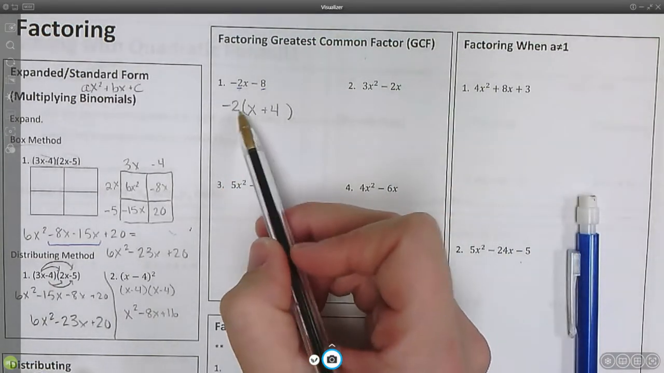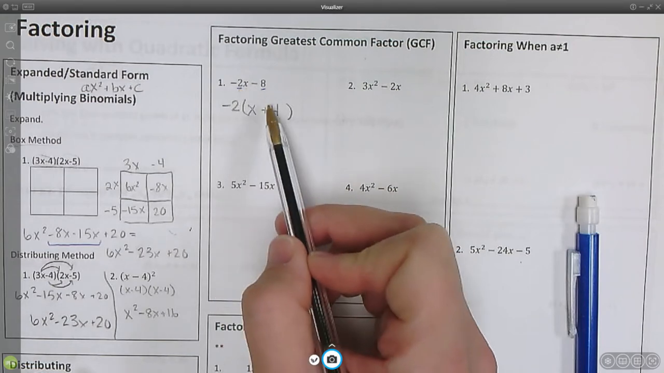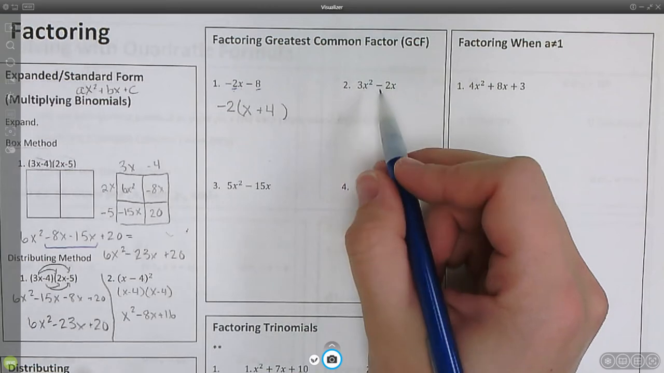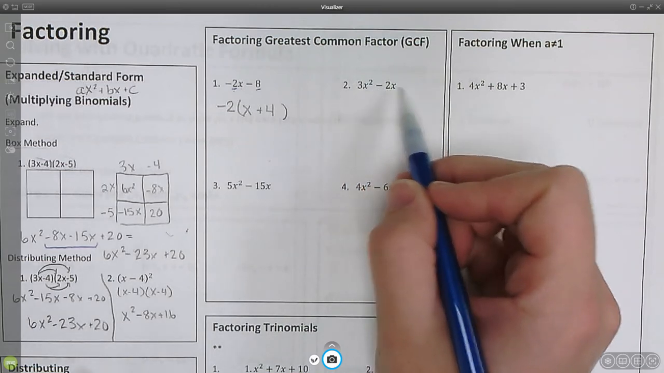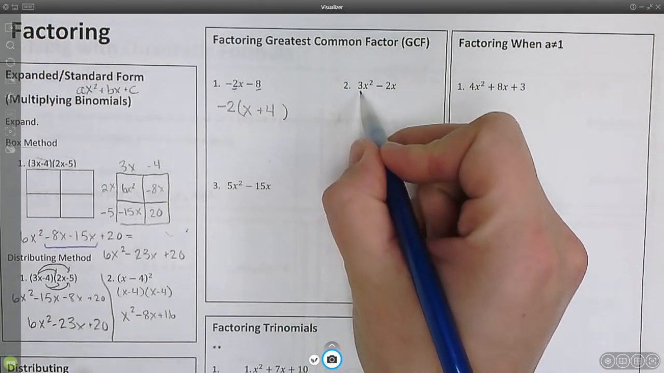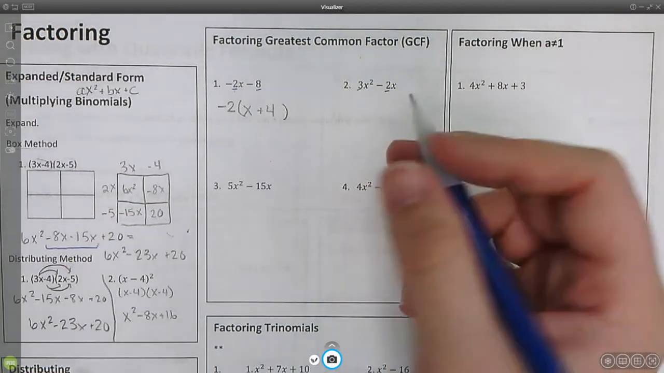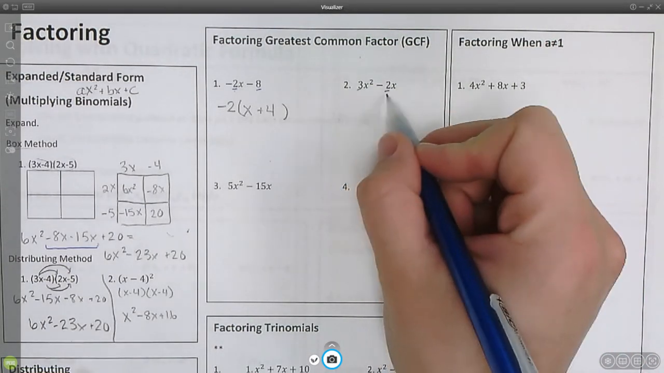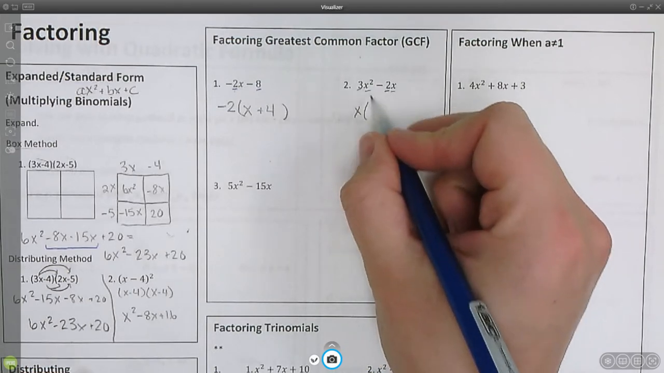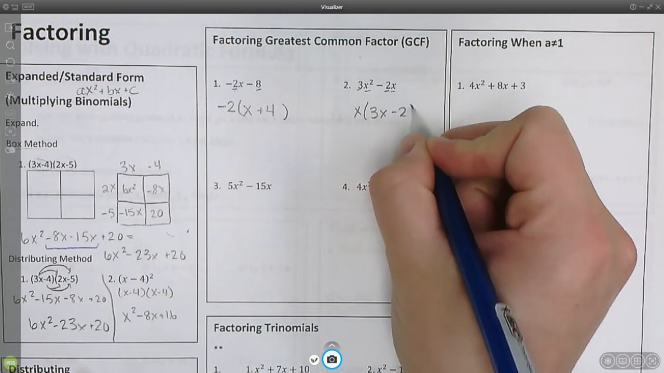To check your work, you can redistribute. So negative 2 times x gives you negative 2x. Negative 2 times positive 4 gives you negative 8. All right, this one, both of these terms have x's in them. So we know that we're going to be able to factor out an x. So between a 3 and a 2, greatest common factor is, well, it's just 1. So you don't have to write that. And then between x squared and x, it's just x. So if I factor out an x of both of these, I'm left with 3x minus 2.